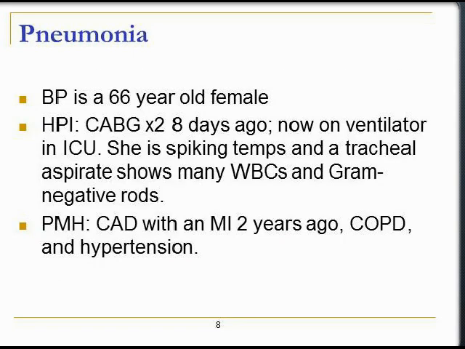All right, moving to the next case, and also to nosocomial pneumonia now. This is BP. BP is a 66-year-old female, and she had a CABG times 2, so a 2-vessel CABG, 8 days ago. She's now on a ventilator in the ICU. She is spiking temperatures, and a tracheal aspirate shows many white cells and she's growing gram-negative rods. She has a past medical history of coronary artery disease with an MI 2 years ago, COPD, and hypertension.